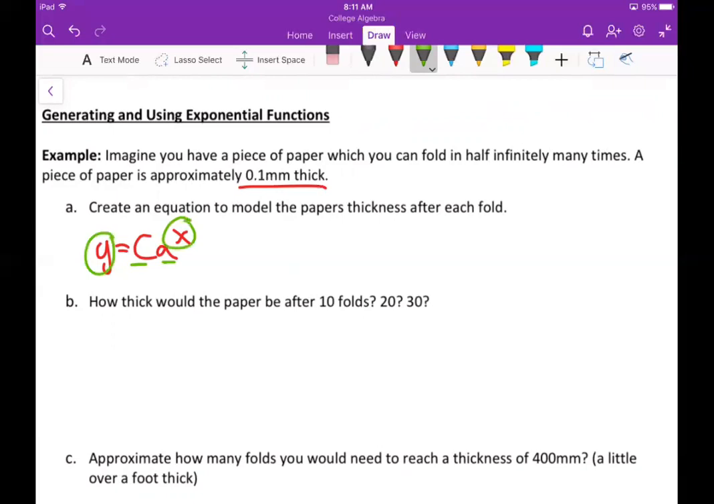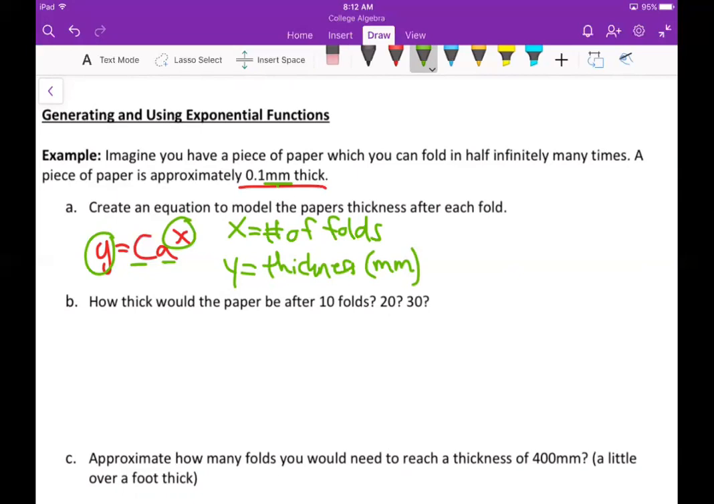So we're going to fold the paper and the thickness is going to change. So x is going to be the number of folds, where we'll start with just 0 folds, the original piece of paper. And y is going to be how thick the paper is. So thickness, and we're going to start with a thickness in millimeters. So this thickness for our function, if I can write millimeters correctly, is going to be in millimeters. Okay?